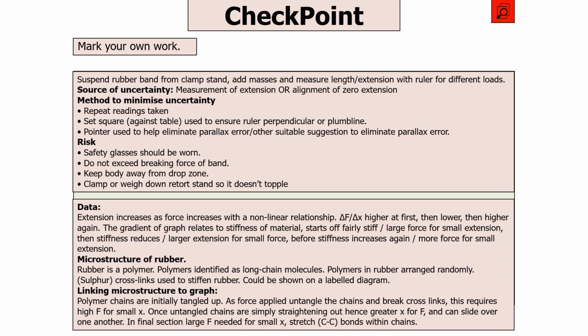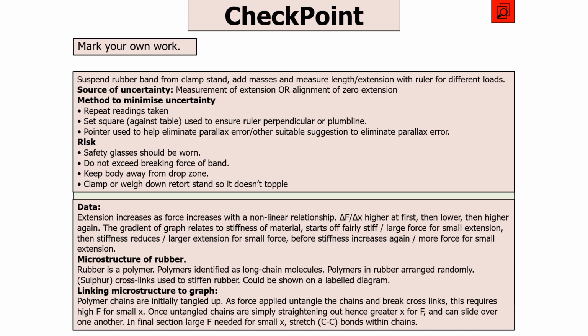As a force is applied to untangle the chains and break those sulfur cross links, that requires a high force for a small extension. But once you've done that and untangled the chain, you're simply straightening out that chain, so you get a greater extension for the same force, and they can also slide over each other. Now in the final section, you're actually stretching out the carbon-carbon bonds in your polymer as well, so you're getting that extension taking place.